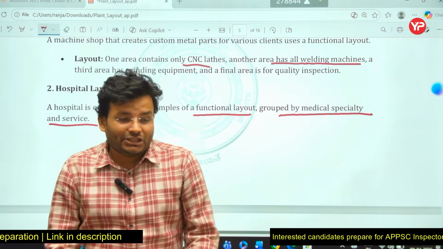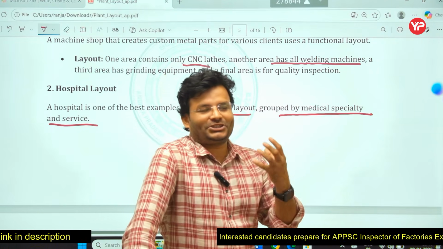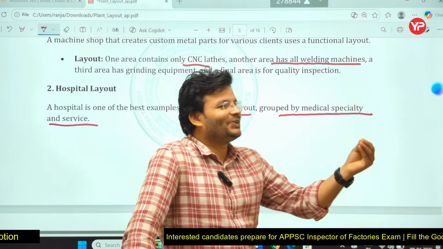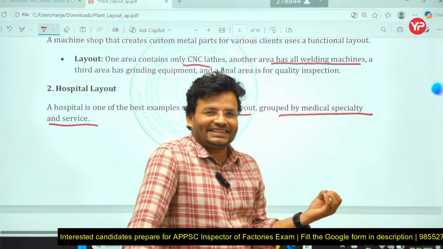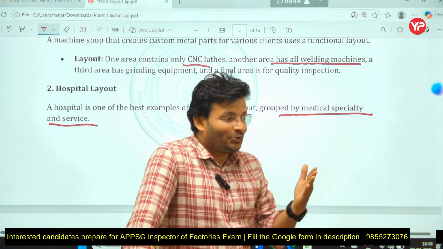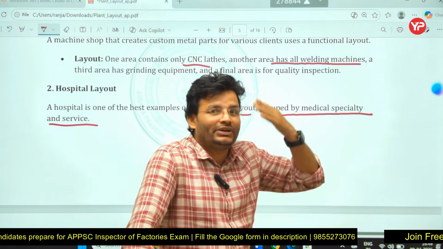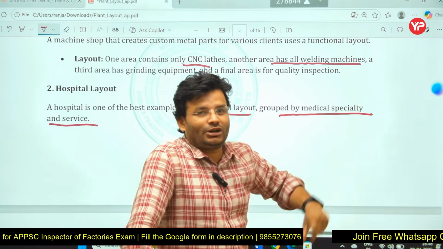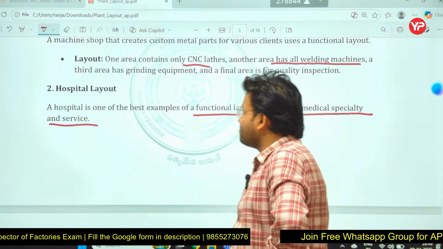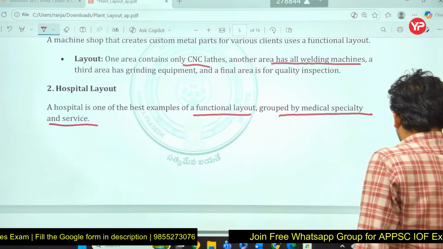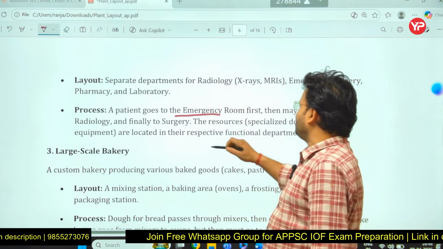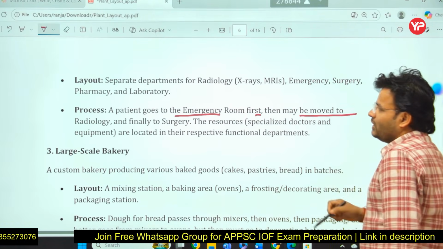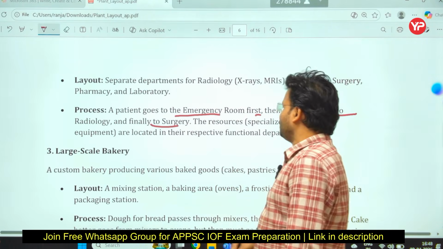It is not like I have to first go and check the liver and kidney, do a blood test, not necessary at all. So you don't follow any queue or any line. That's what is called functional layout. So you have seen the layout. In a process layout, patients go to the emergency room first, then maybe move to radiology and finally to surgery.